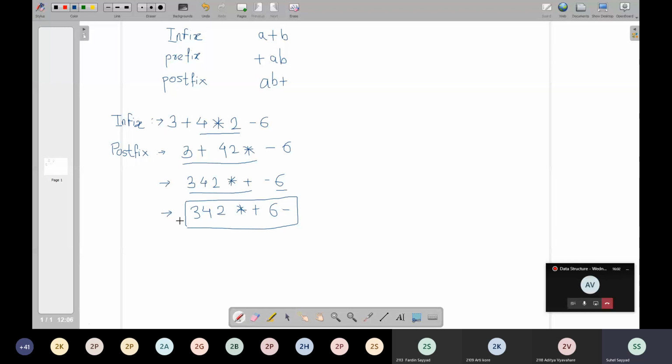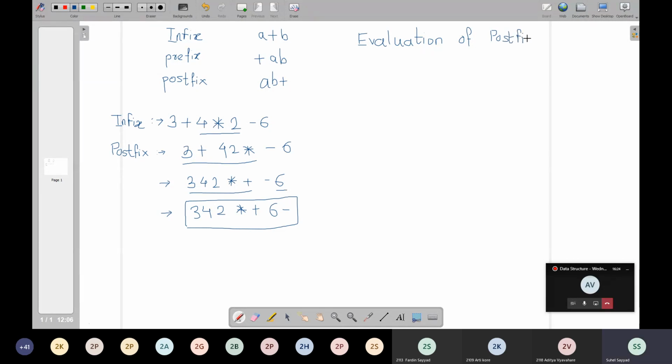Now today we are going to discuss another problem which we call evaluation of postfix expression. What we are going to discuss today is evaluation of postfix expression.